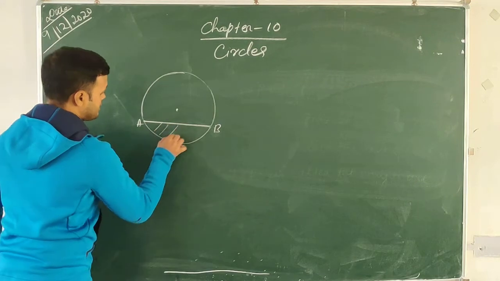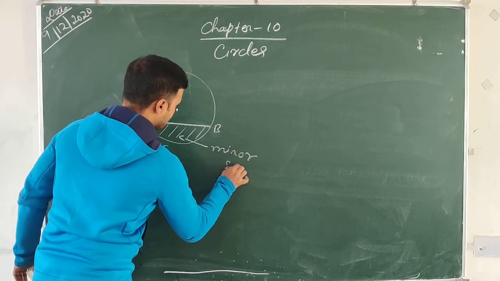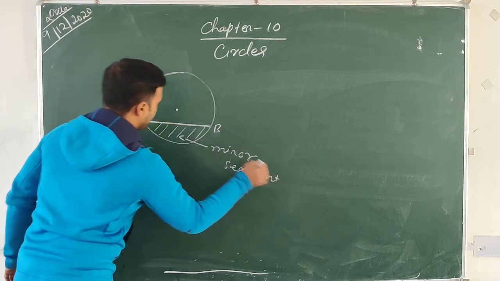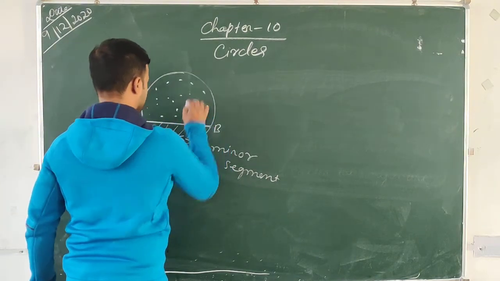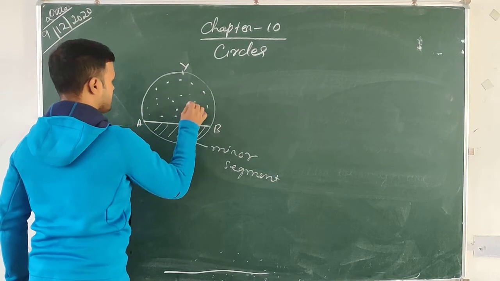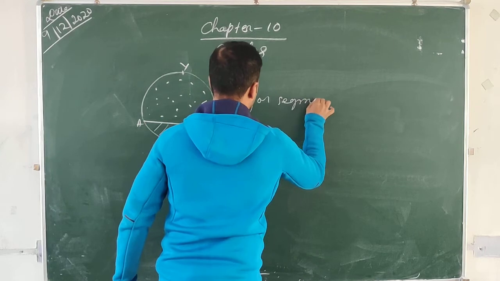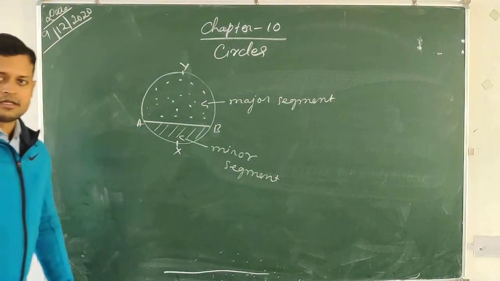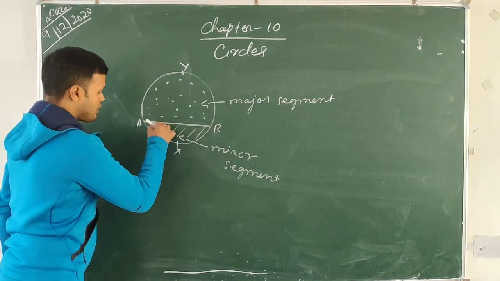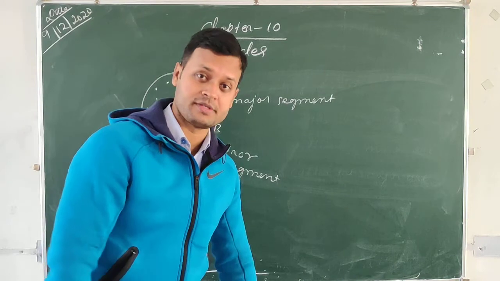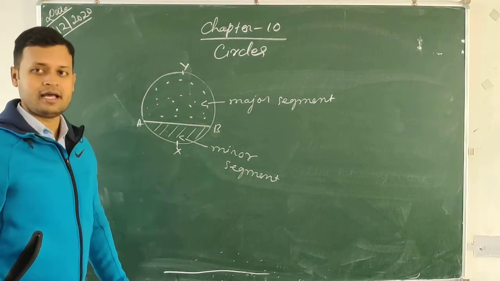This is the smaller one, so this is called the minor segment, and this is the bigger one. Suppose I mark it like just before, X and Y, this will be called the major segment. The region between the chord and the arc is called the segment of a circle. So this is the smaller part, so this is called the minor segment, and this is the bigger part, so this is called the major segment.